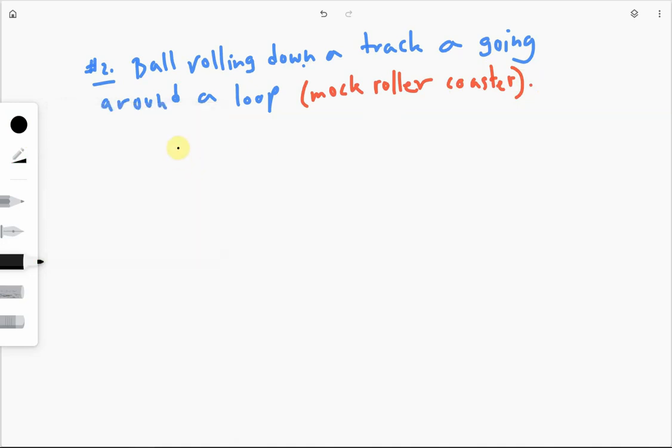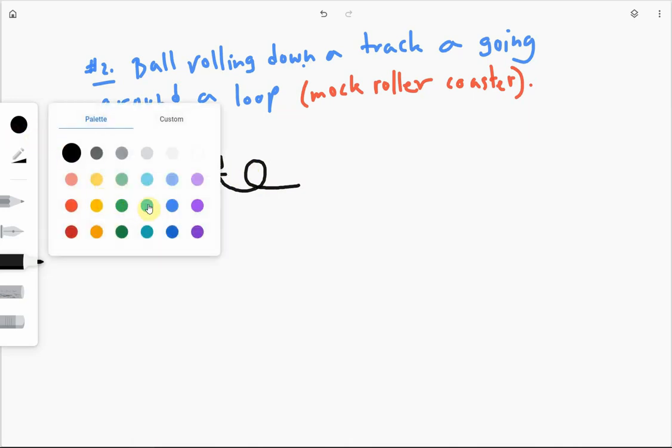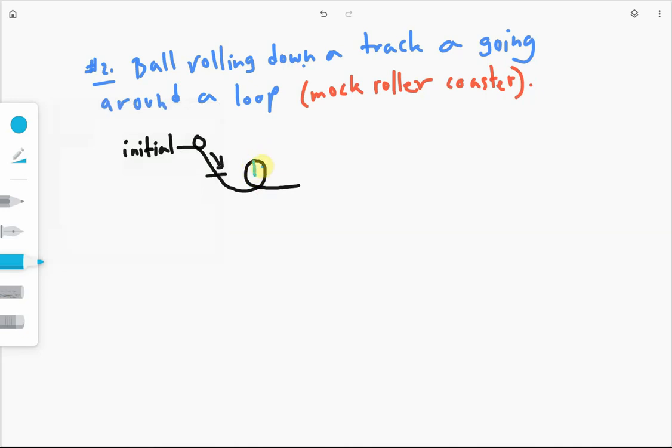So what is happening? We have this track which has a loop to it, and there is a ball that starts off somewhere around here. We call this, let's say, the initial point, and then it goes around over this loop and continues in its journey. The radius of this loop that the ball needs to go around is given to us to be 21 centimeters, which is 0.21 meters.